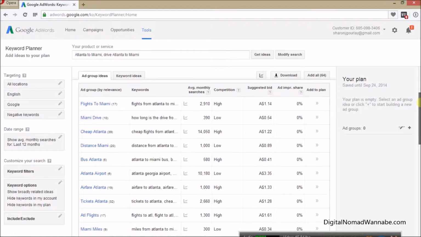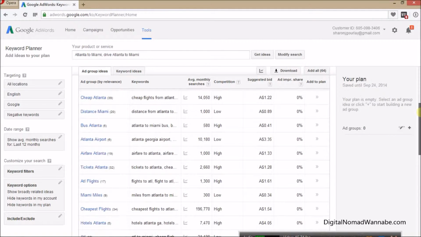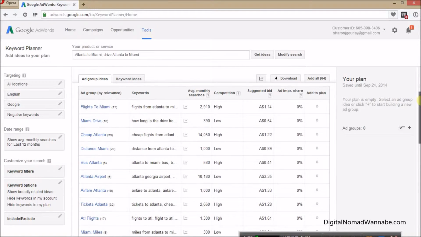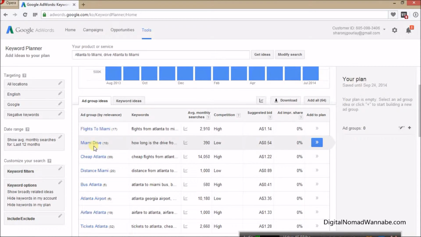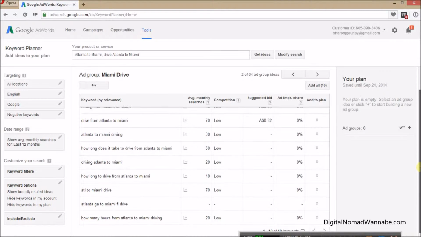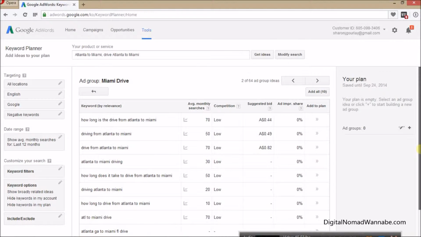So as you can see, a lot of these are about flying, buses, airports, airfares. You know, they're irrelevant to my post, and there is no point looking for keywords that are not relevant. I'm just going to look at this Miami Drive section. Okay, here I can see some that are a bit more relevant. So driving from Atlanta to Miami, drive from Atlanta to Miami. I mean, most of these seem like they would be appropriate.